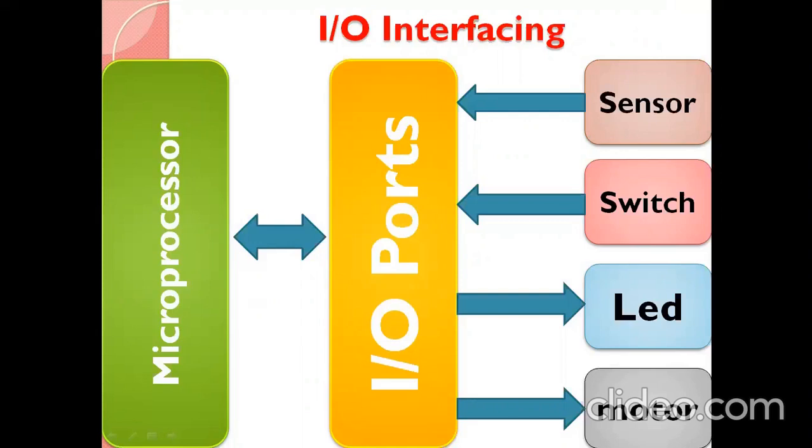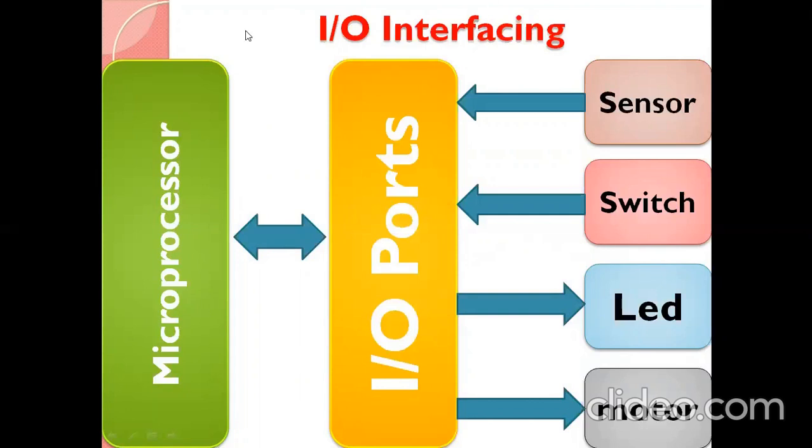I/O interfacing is a very important topic for doing projects. Why is this very important? When you are doing projects, if you want to interface an input device with the microprocessor and an output device with this microprocessor, you need this basic idea. Today I am going to explain how to interface the input device and output device with the microprocessor.